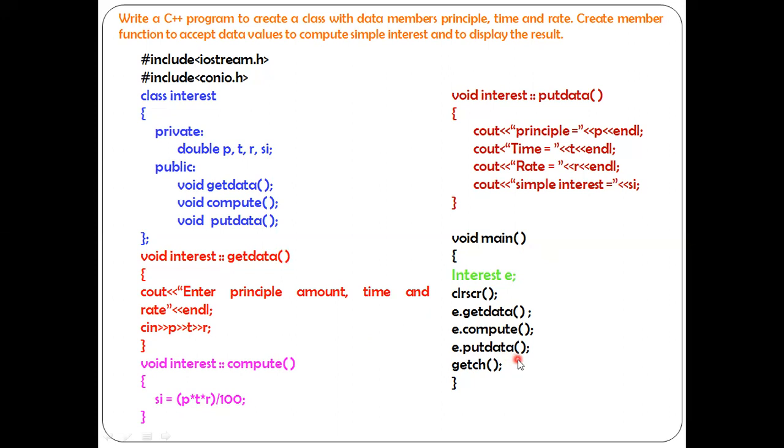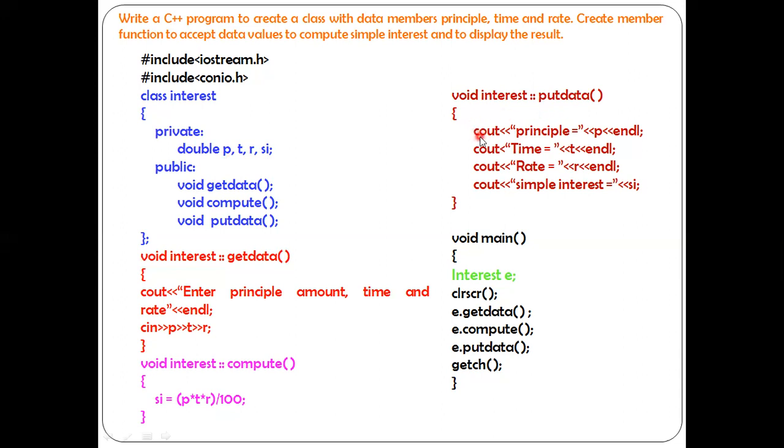E dot put data. E is a user defined object. Dot is a member access operator. Put data is a member function. Directly it goes to the put data member function here. Again I'm using the keyword void, which means this put data member function does not return any value. Interest is the name of the class and two colons are called a scope resolution operator. Put data is a member function. What we are doing is just printing the values of P, T, R, and SI.